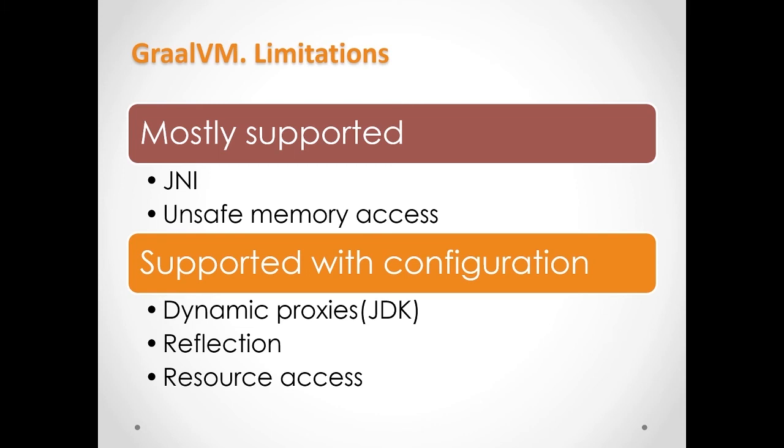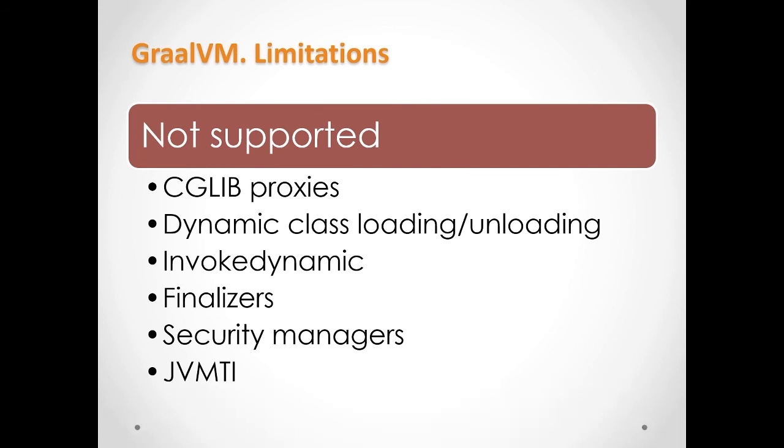Not always, because some features are supported, like JNI or unsafe memory access. Some features like JDK proxies, reflection, and resources are supported with configuration. So you need to supply special configuration files so that GraalVM will find and load them. And some features will not be supported, like cglib, dynamic class loading, and others. So Spring will have to eliminate or minimize these features to be compatible with GraalVM.